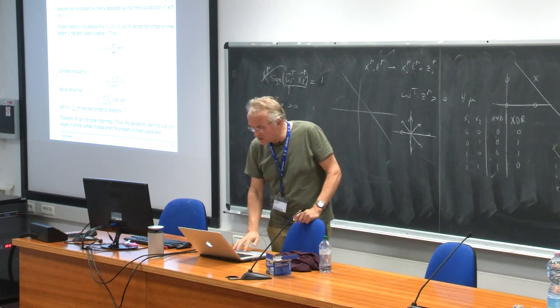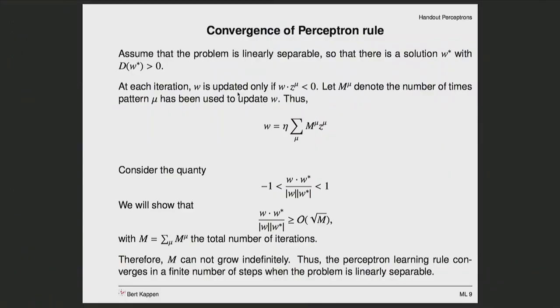And the proof is quite easy, and quite curious, I would say. So the proof goes as follows. Suppose that there is a solution, this W star, it exists, and it has a D which is positive, right? The problem is linearly separable. Now, in each iteration, we update only if in that iteration the inner product is negative, right? And we denote by m_mu, a counter, the number of times that pattern mu has been used to update W. So we start with W, say 0, and then it evolves in a number of steps.